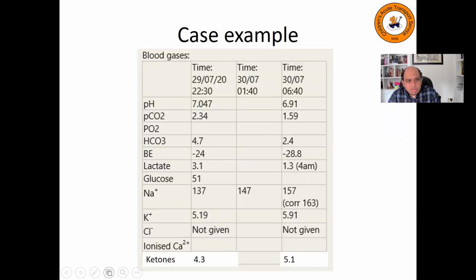a patient is admitted to the ED at around 10 o'clock at night. They have a pH of 7.047, a CO2 of 2.34, chloride not available, a base deficit of -24, a lactate of 3.1, and a glucose of 51. Their ketones are 4.3. A few hours after therapy, that includes fluid therapy and insulin therapy, you can see that the pH has fallen to 6.91, the CO2 is 1.59, and the ketones have gone up to 5.1.